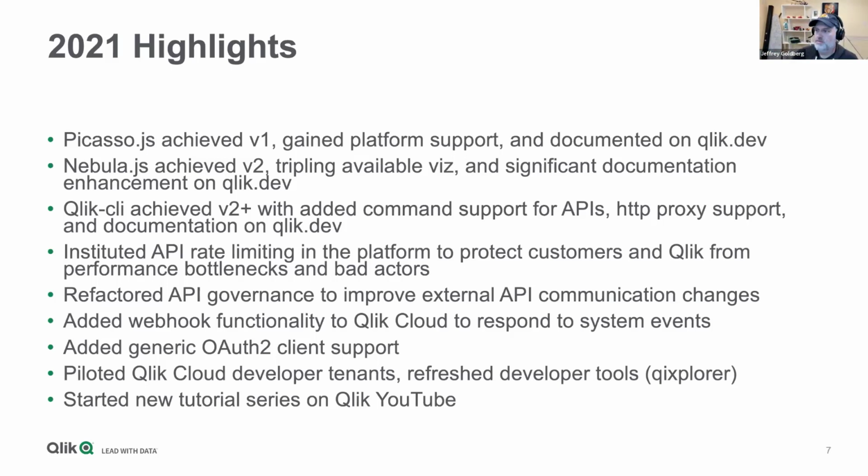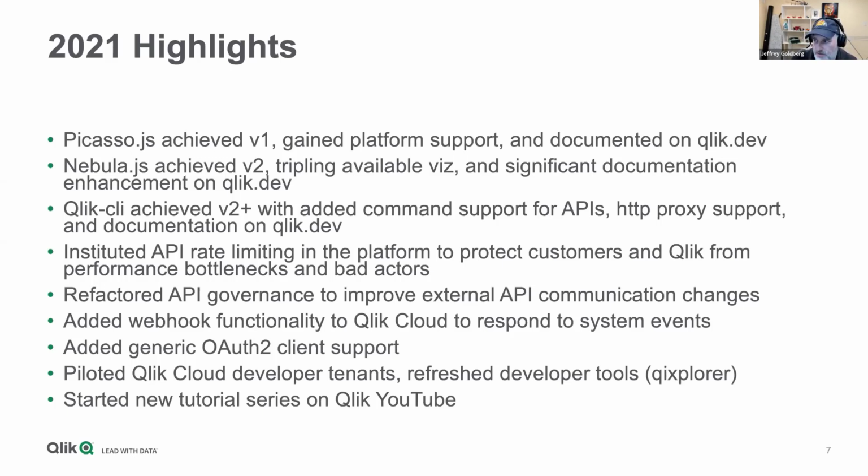I know many of you in the community have been using Picasso for a while now. It's been out for a number of years, but it had always held that experimental status. Well, we achieved a version 1 last year, which enabled us to provide the documentation on Qlik.Dev. And so now we've centralized that documentation. We've brought it into Qlik.Dev. It sits alongside our cloud APIs, as well as our documentation for Capability API, as well as Nebula. And it's really great to have those officially supported releases and versions available for our customers to use.